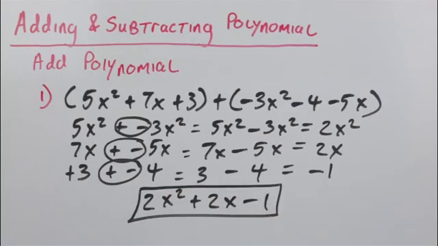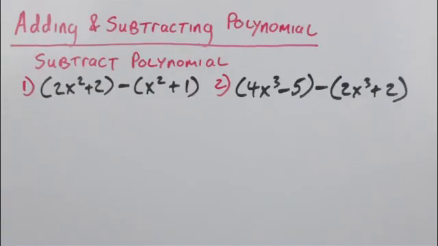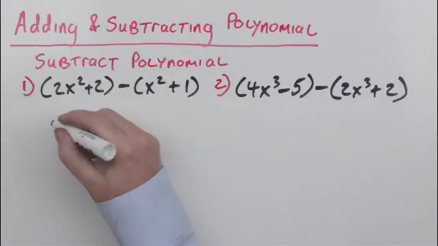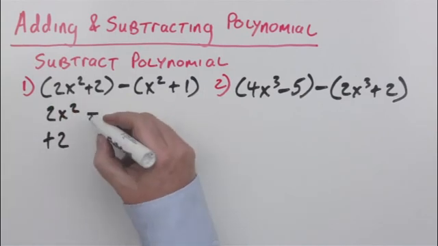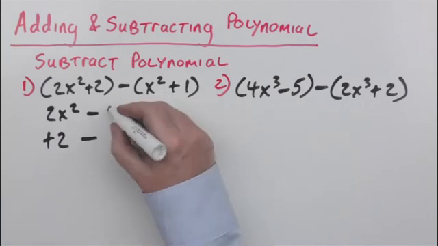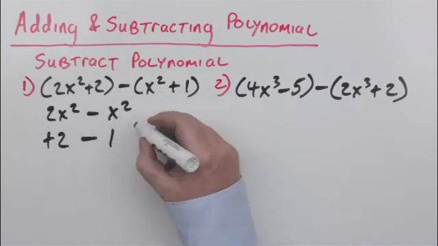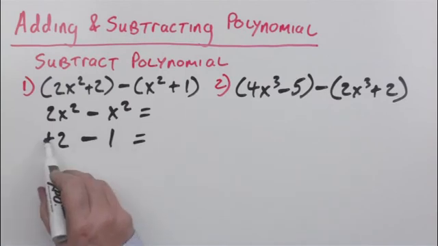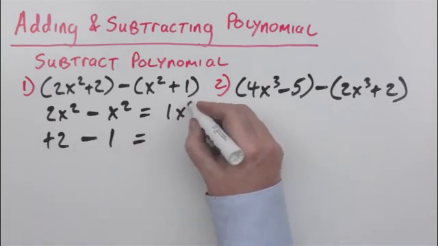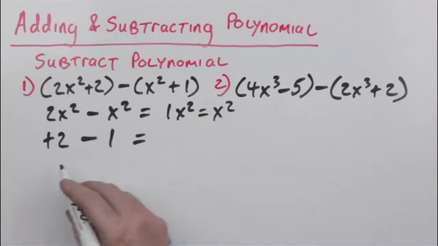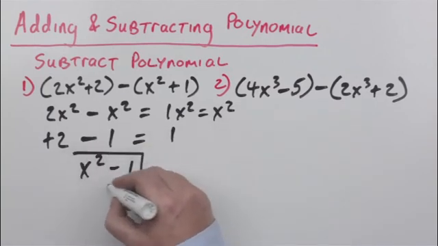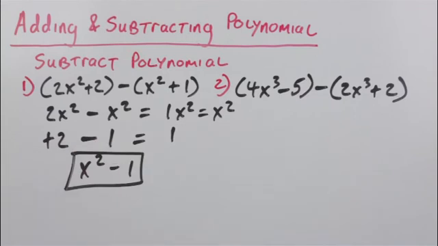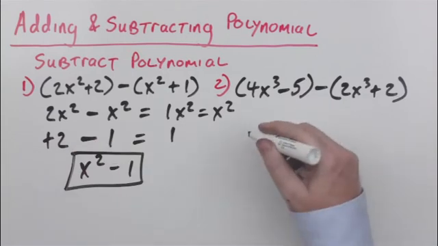Let's look at how these problems are different when we subtract. That would mean there's a negative sign in the center. We start off the same way. Write down the first binomial vertically. 2x squared plus 2x, then you put a negative sign in the middle. Okay, x squared and 1. So 2x squared minus x squared is 1x squared, which is equal to x squared. Don't need the 1. And that's equal to 1. So it's x squared minus 1. So it's just the same as adding, except there's a negative sign in the middle.